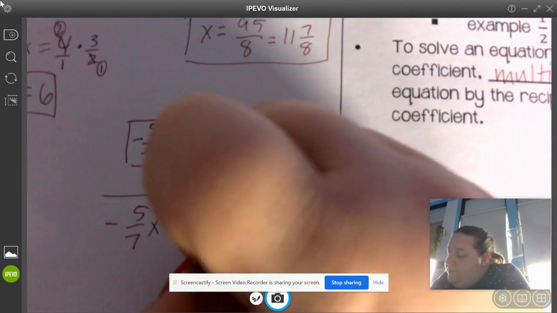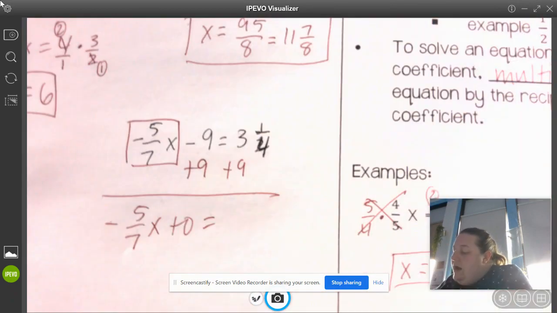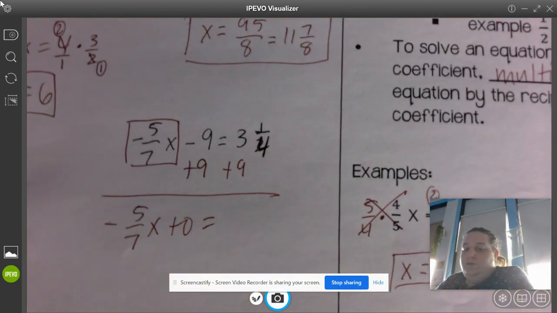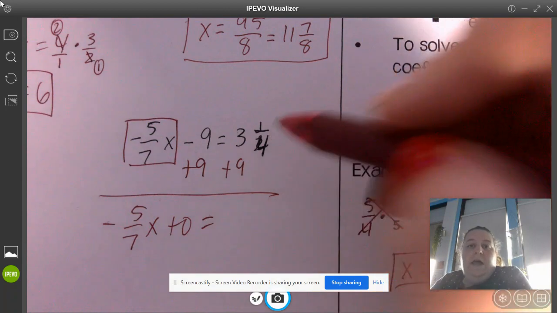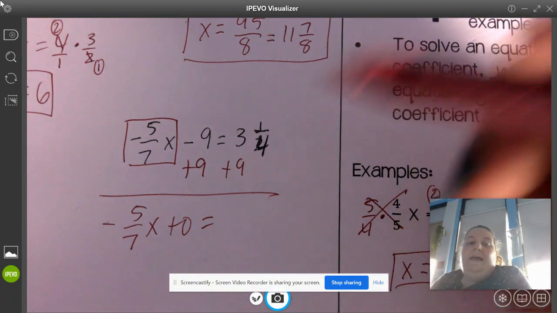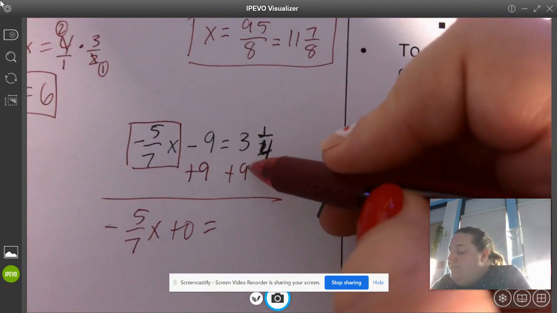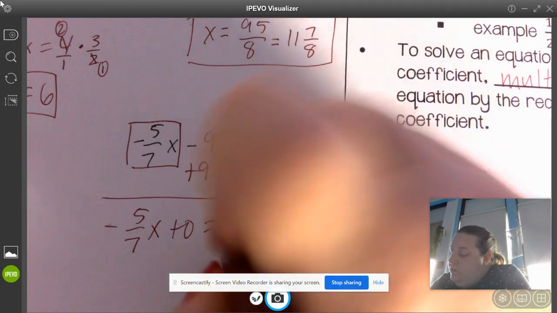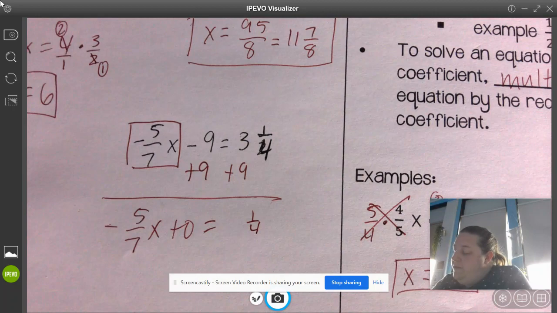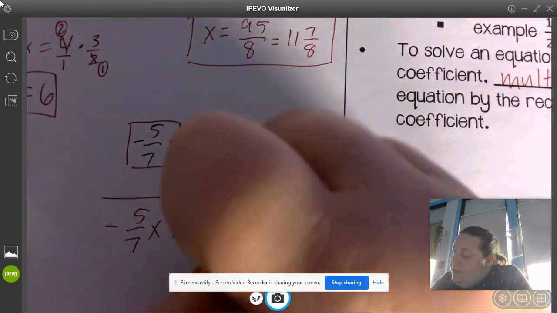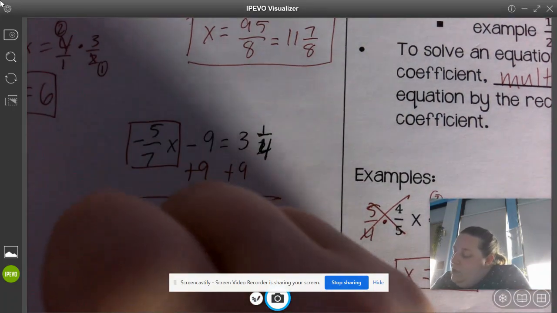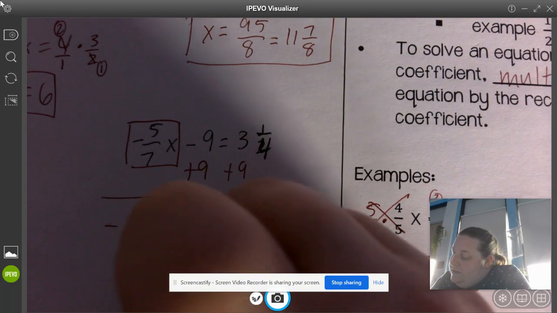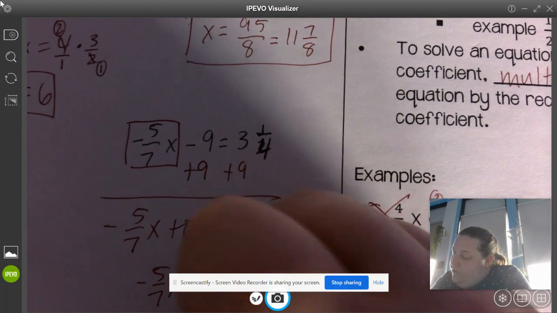That's 0. So when we're adding fractions, mixed numbers, we want to start with our fractions and make sure they have like denominators. Now, really, 9 doesn't have a fraction with it. It's a whole number. So we would just bring down the 1/4. And then 9 plus 3 is 12. Okay. So I have -5/7 x equals 12 and 1/4.